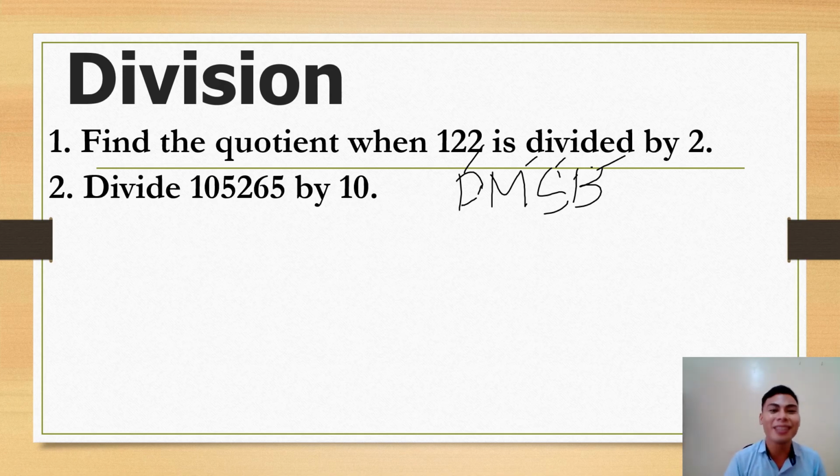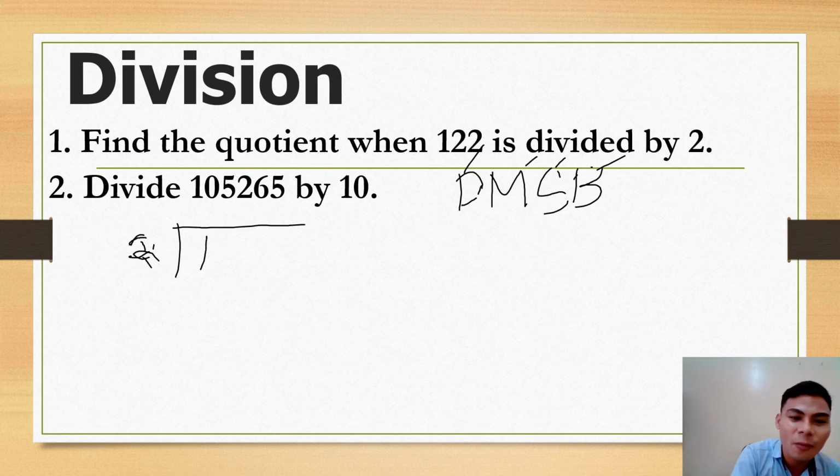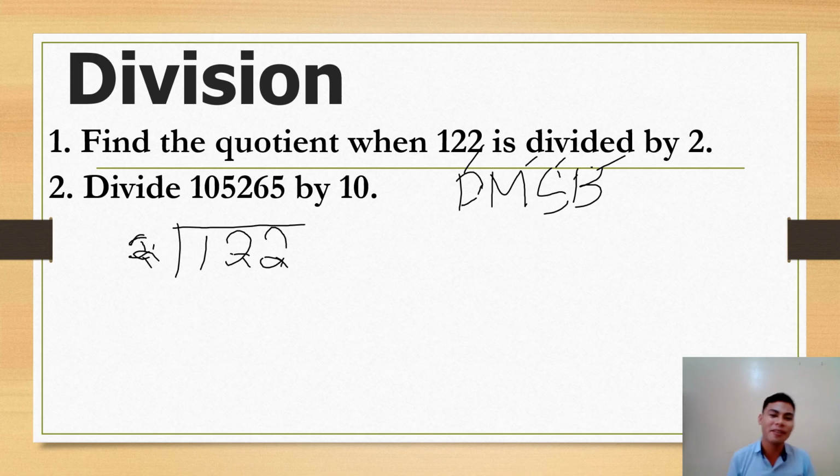Okay, so let's solve number 1 using don't mess somebody na process. Okay, so anong ang process natin, no? Si 2, dito si divisor, 2, tapos dito sa loob si 122. Okay, ano nga ang first step? Okay, first is division. So, first, we have here one digit na divisor. So, tingnan natin ang one digit ng dividend. So, first is si 1.